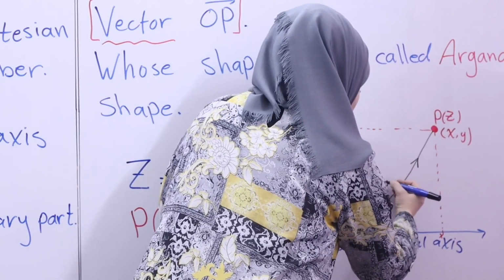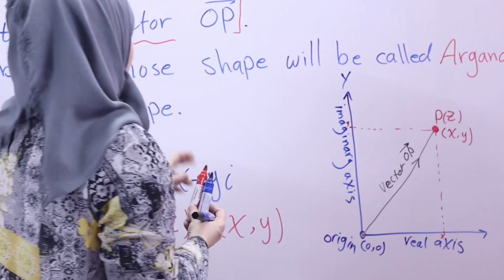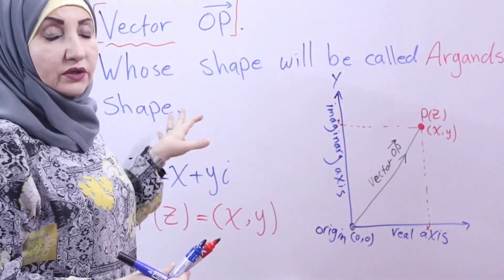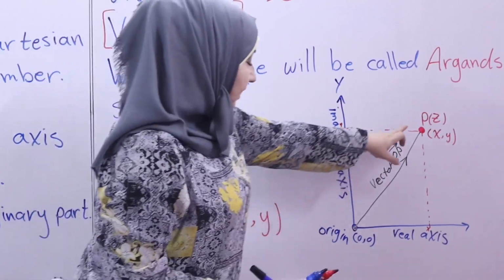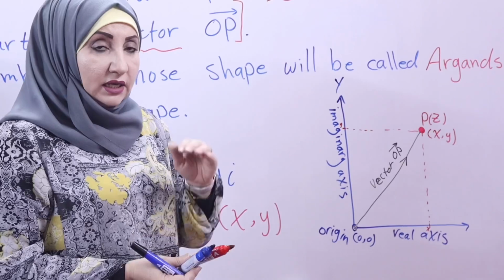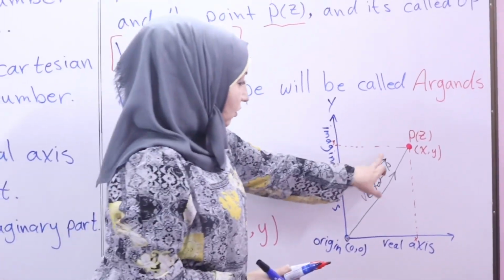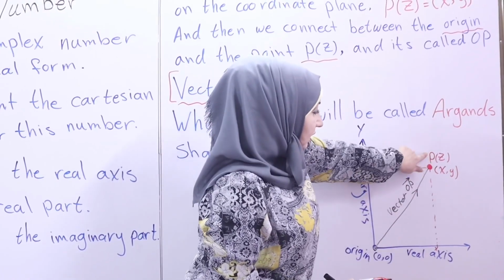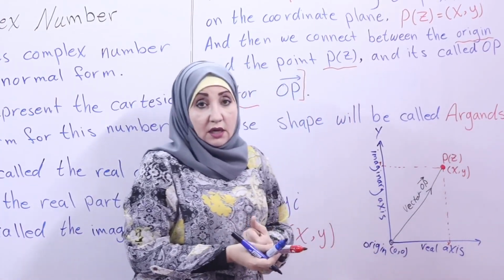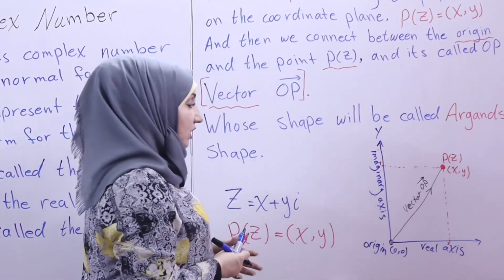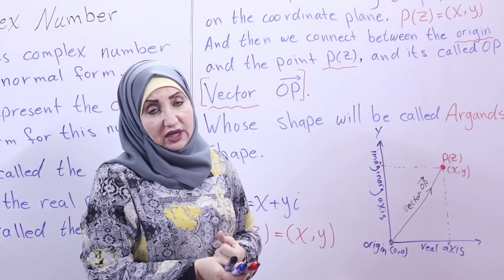This represents the vector المتجه OP, whose shape will be called Argand's shape according to the scientist Argand. هذا الشكل، هذا السهم اللي بالأسود المتجه OP يمثل شكل أرجاند. يعني من يجيك السؤال find the shape of Argand، هذا معناته المتجه OP. بنوصل بين نقطة الأوريجين والpoint of Z اللي مثلناها by the Cartesian X, Y, by the ordered pair X, Y. So it's called the Argand shape according to the scientist Argand. نسبة إلى العالم Argand هو اللي اكتشفه، لذلك سمي هذا الشكل بشكل Argand.